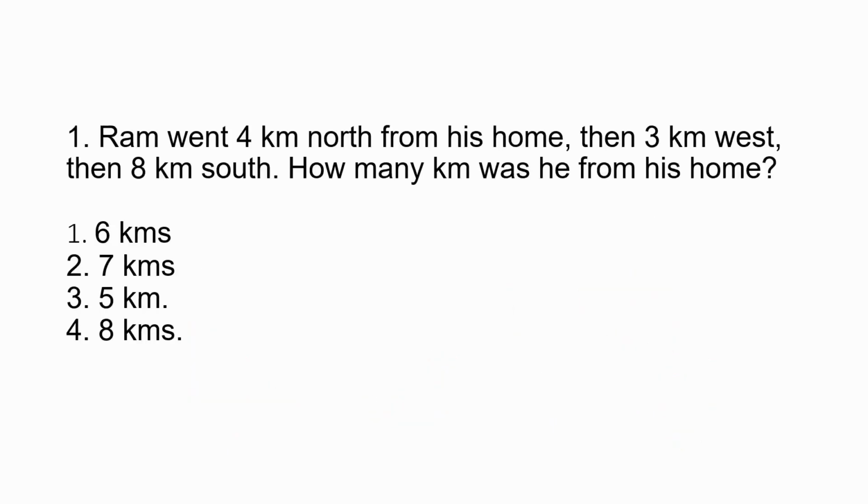So here they say Ram went 4 kilometers north from his home. Here is Ram. He went 4 kilometers north and then 3 kilometers west. And then 8 kilometers south. How many kilometers was he from his home? So if we cut this line out here, if we make this into a perfect rectangle, we know that this is 4 and this is 3 because opposite sides of a rectangle are equal.